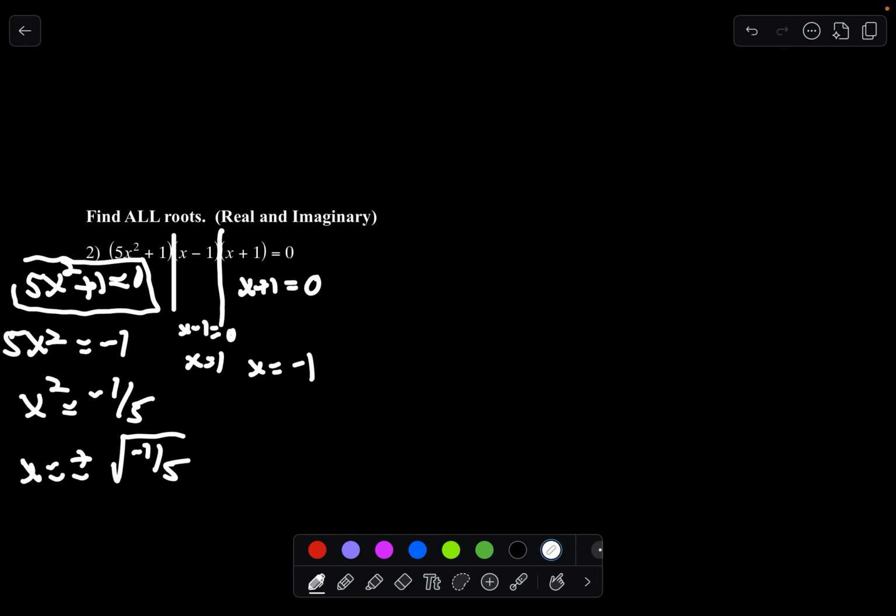Negative means it's imaginary, like Ian's friends. So that's plus or minus i. I'm just saying Ian because he's in my class. They're so good, these kids.